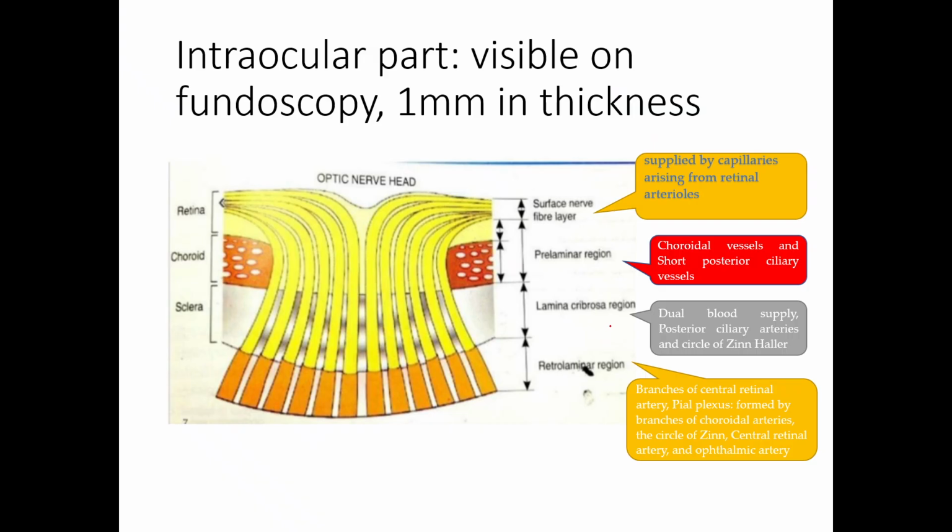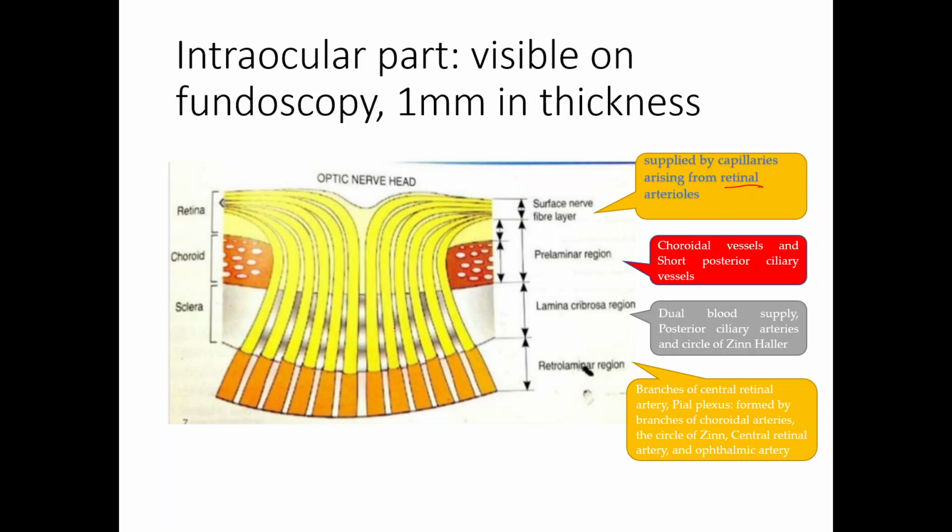So the intraocular part that is visible on fundoscopy is around 1 mm in thickness, and it can be further divided into surface nerve fiber layer, prelaminar layer, lamina cribrosa layer and retrolaminar layer. So this is the blood supply. The nerve fibers are supplied by the capillaries arising from the retinal circulation.